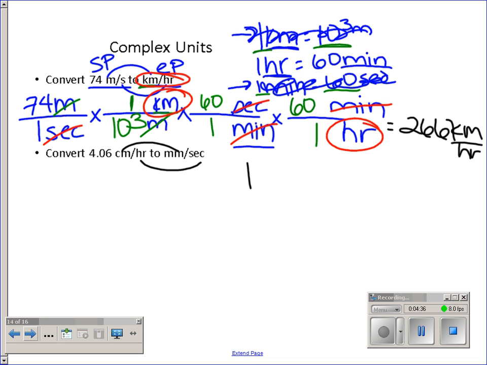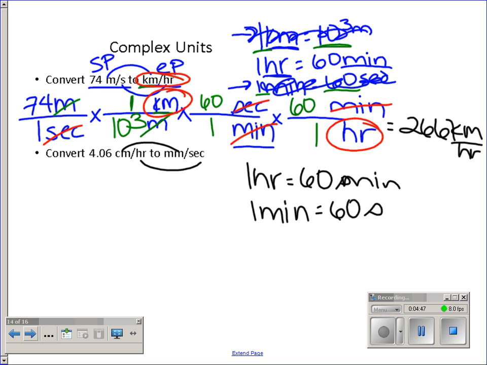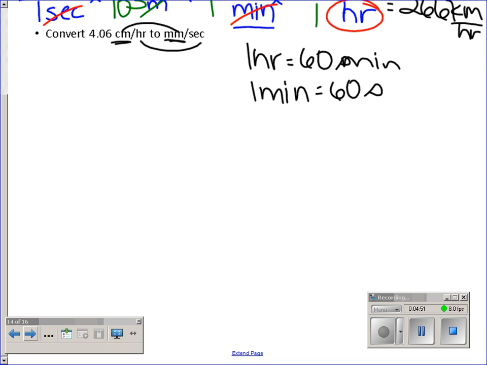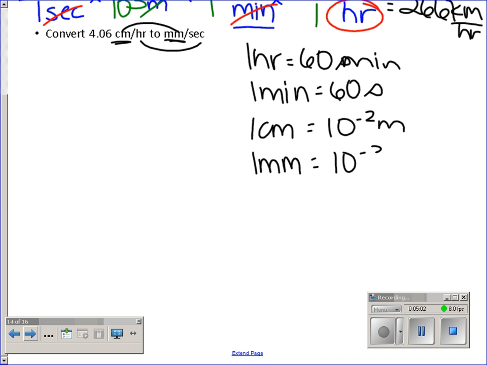So I'm going to use the same time equivalence measures: 60 minutes, 1 minute, 60 seconds. And then for the top, I have to be able to go from centimeters to millimeters. So I'm actually going to have to go through base. 1 centimeter is 10 to the negative second meters. 1 millimeter is 10 to the negative third meters.